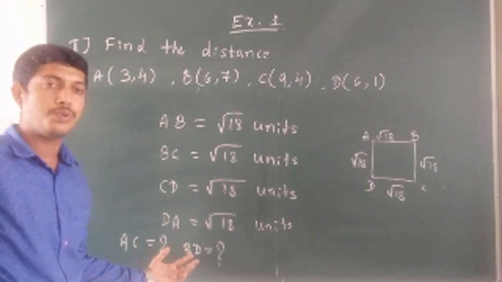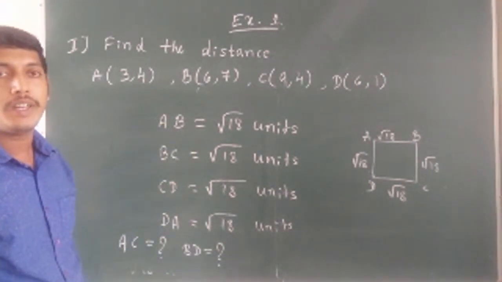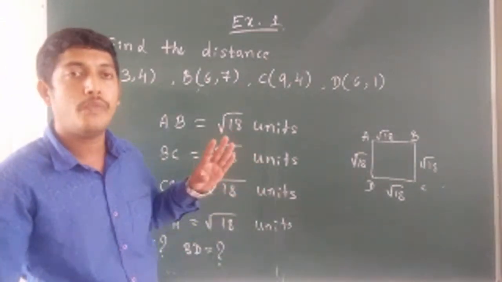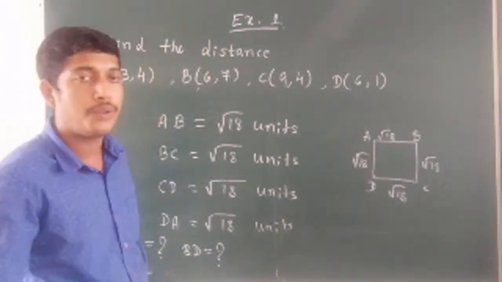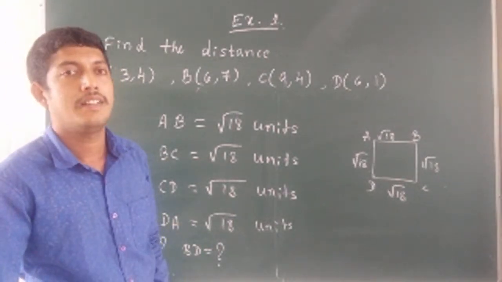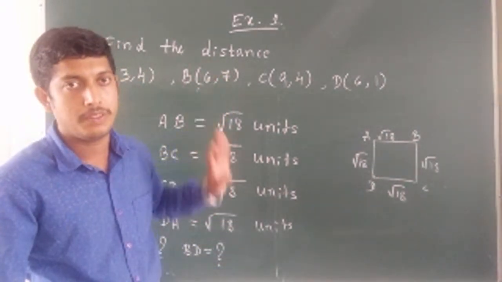If these two values, that means if these two diagonals are equal, then the given points constitute a square. If the diagonal values are different, for example, one gives square root of 32 units, another gives square root of 16 units, then the diagonals are different, therefore the given points constitute a rhombus.